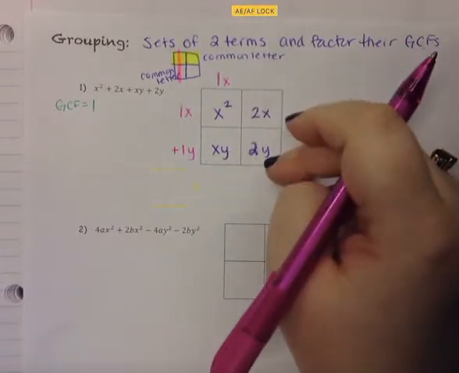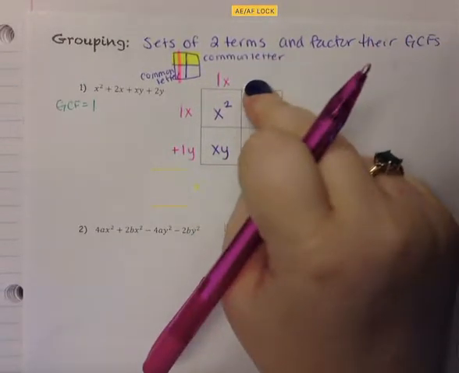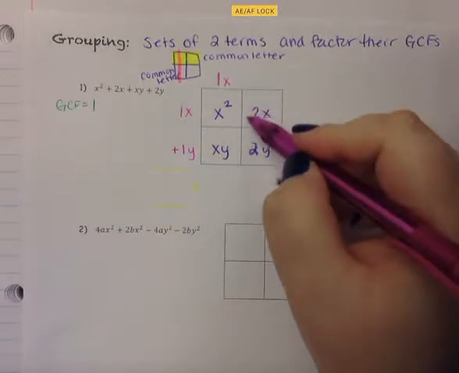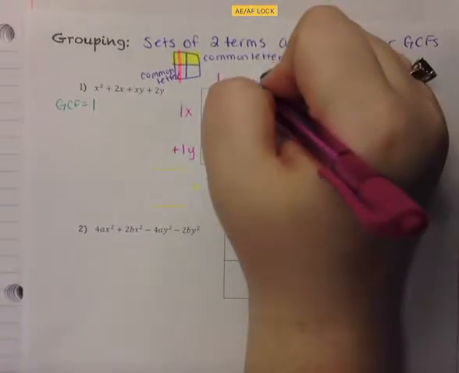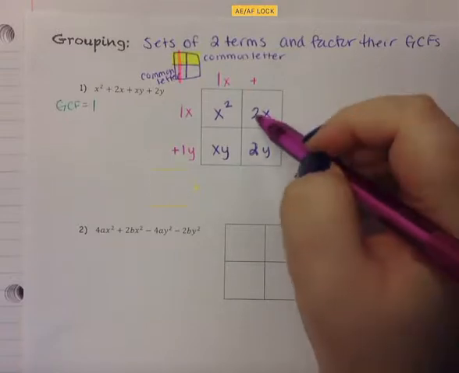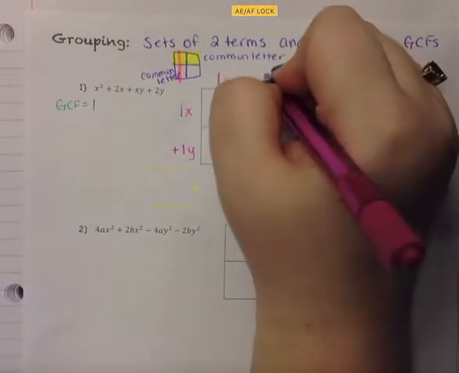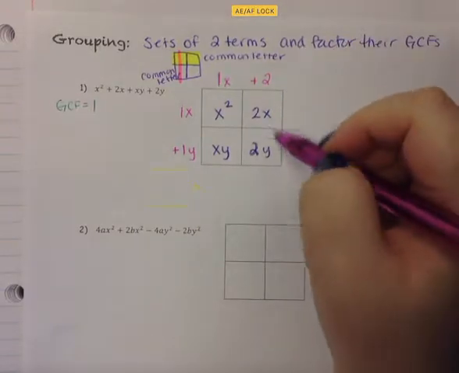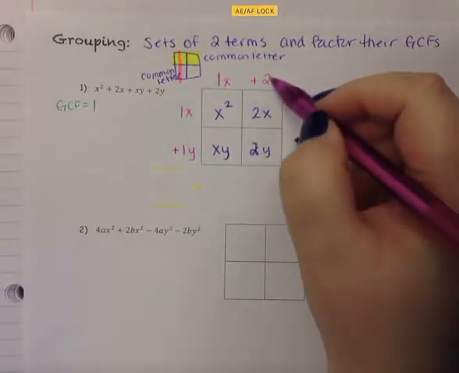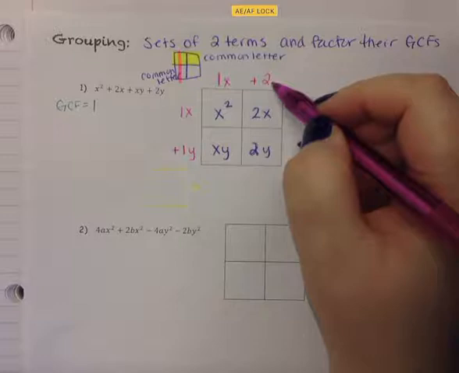On the second column, again, since it's the second one, I have to put a sign. My sign up here is a positive, so I can put a positive up here. The greatest common number is actually 2. And then they do not share a common letter, and that's fine. So I just have a 2 here.